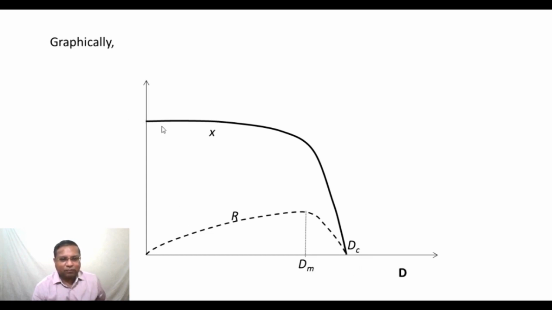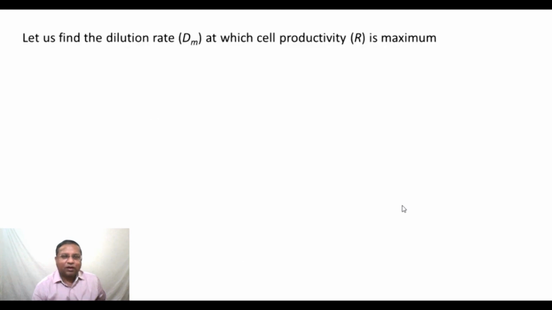So this is a graph of X versus D that we saw earlier, and now we are seeing a graph of R versus D on the same D axis here. Let us find out the dilution rate dm at which the cell productivity R is maximum. We'll call that dm. We are interested in maximum productivity.